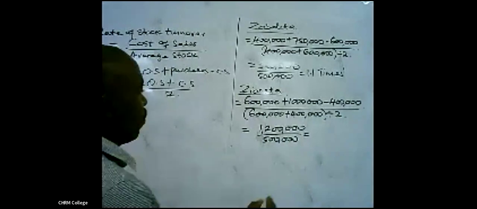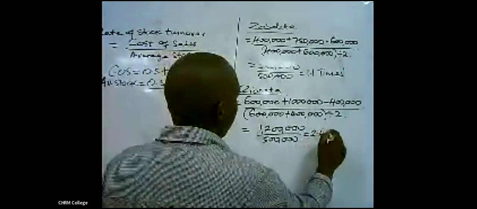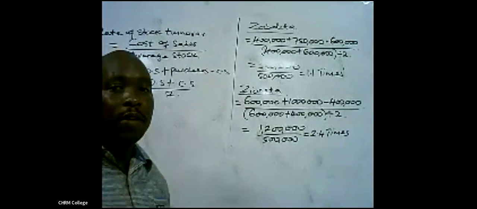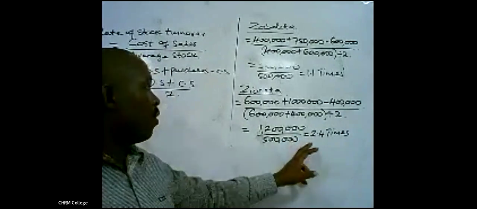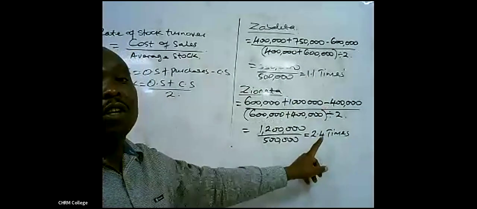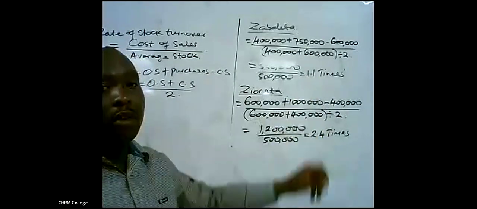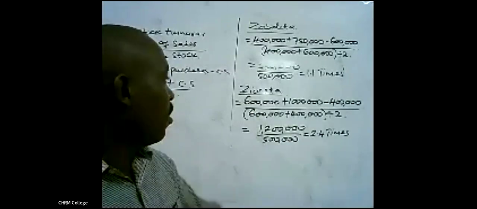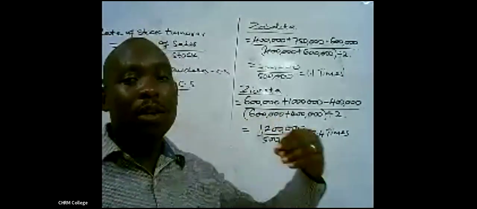You get a figure of 2.4 times. That is the rate at which you are converting your stock into sales, or the rate at which you are replacing your inventory. So this business is doing better than this one. This business is making more sales. If the number of times you are replenishing your stock is high, it simply means that your sales are high.